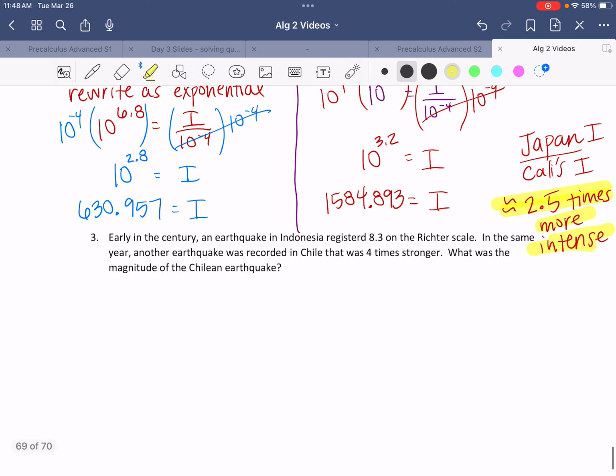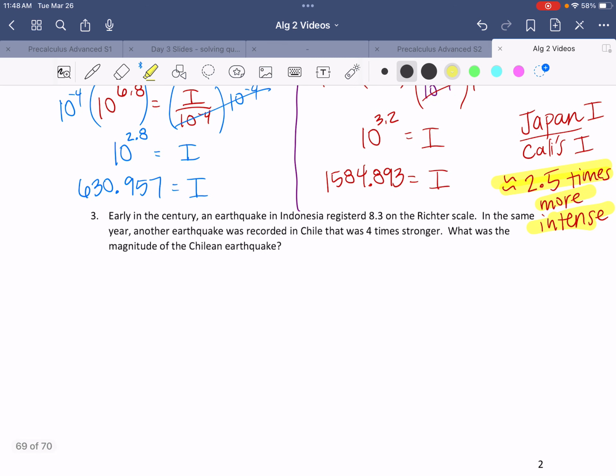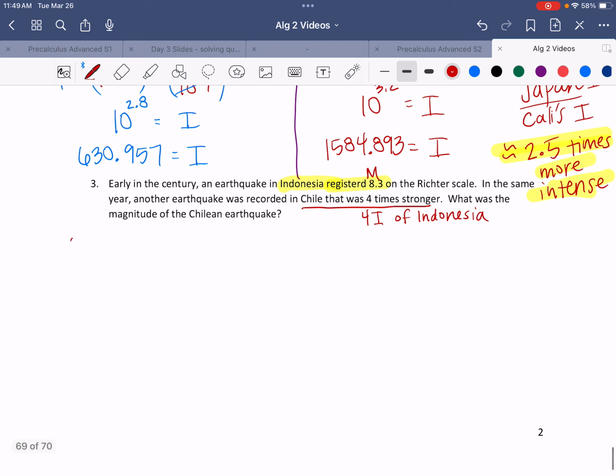Okay, so let's see what we're given. We have a Richter scale of 8.3 in Indonesia. So that's an M magnitude. And it only tells us that in Chile it's 4 times stronger. So not 4 times on the Richter scale, but 4 times the intensity. 4 times I of Indonesia. So let's go ahead and figure out how intense Indonesia's earthquake was. Sounds like it's pretty intense.